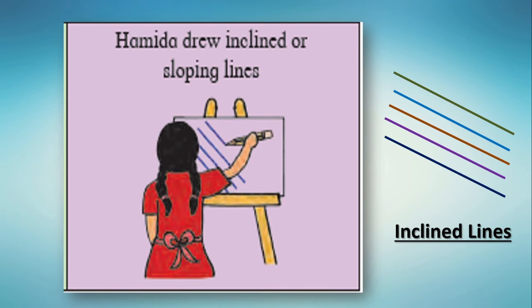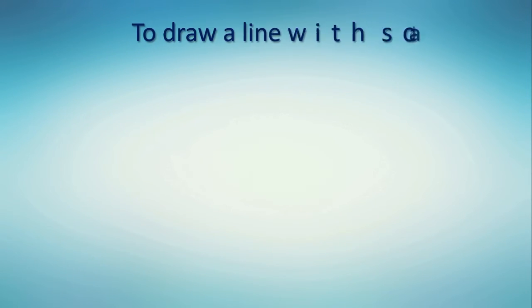Am I right? Now we have gone through three types of lines, that is standing lines, horizontal lines or sleeping lines. The third type is inclined lines or sloping lines. Okay. Now dear children, now we will go through how to draw a line.